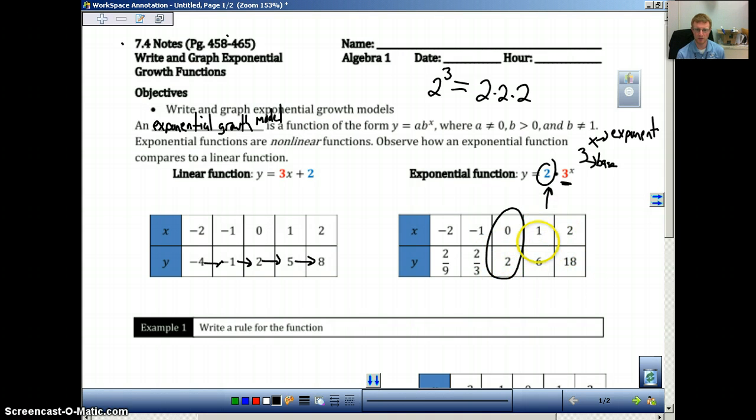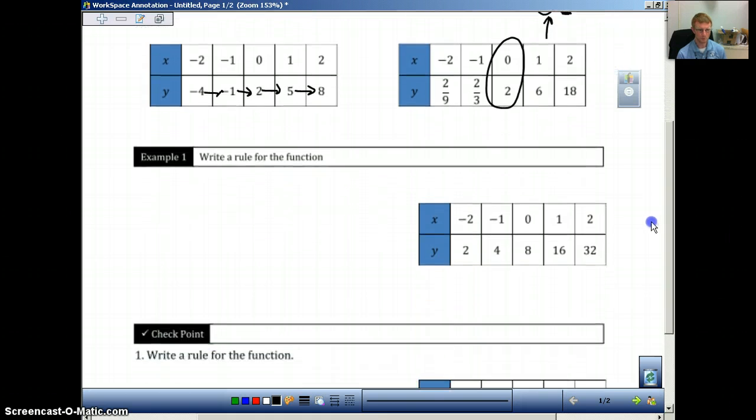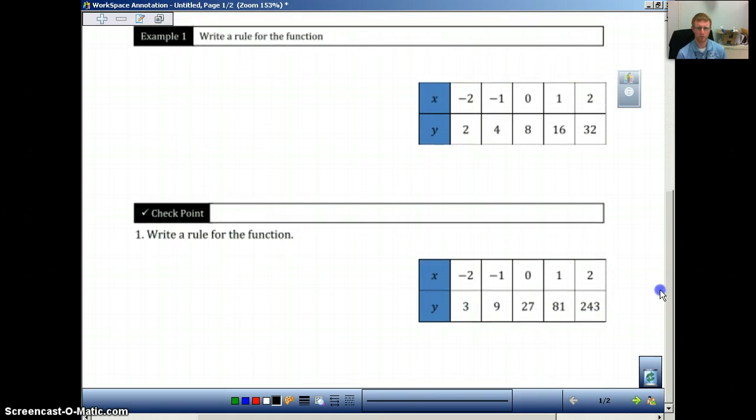So the easy ones to look at are your whole numbers. 2 times what equals 6? 3. 3 times what equals 18? 3. And as long as it's the same number all the way through, then it is an exponential model. So let's look at this example. We're going to run through this pretty quickly.